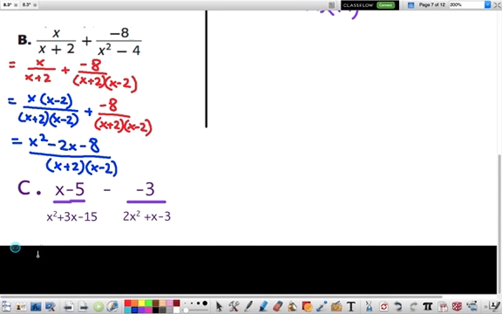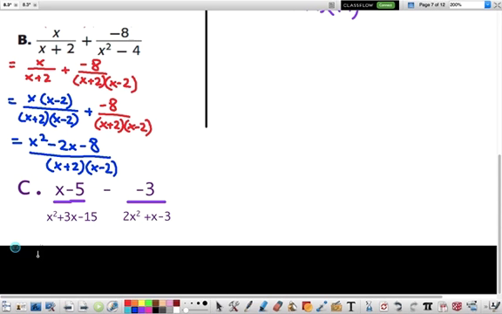How'd you come up with what your special one was? x plus 2 and x plus 2. What's missing from here to be the same? x minus 2. So that's how I choose my special one. You need the denominators to be the same, so look for what's missing.